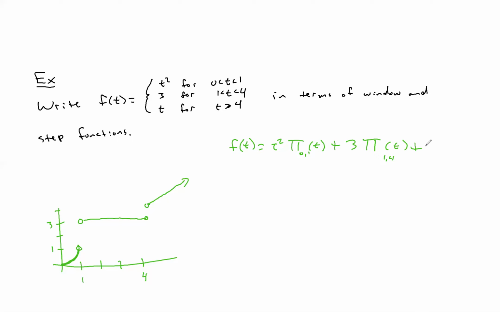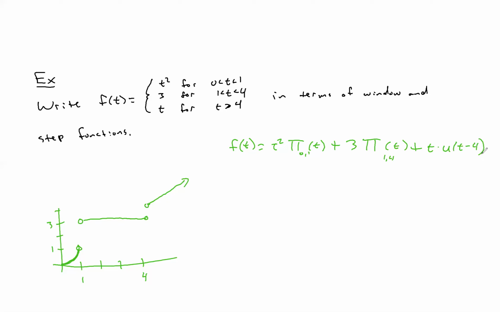And then finally here, we don't need a window function because it doesn't stop and go back down to 0 like a window function would. It just keeps doing this forever from 4 on to infinity. So we just need a unit step function for this last piece. So I'll do t times my unit step function, but I need to shift that unit step function to the right 4 units. So t times my unit step function shifted to the right, t minus 4.